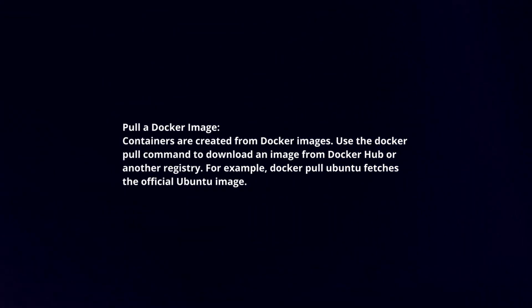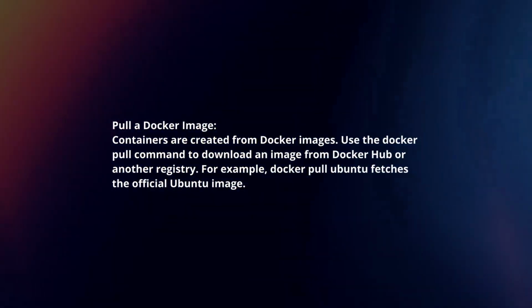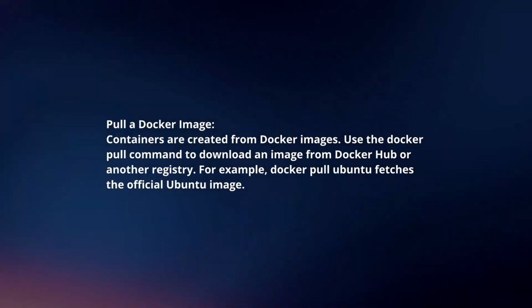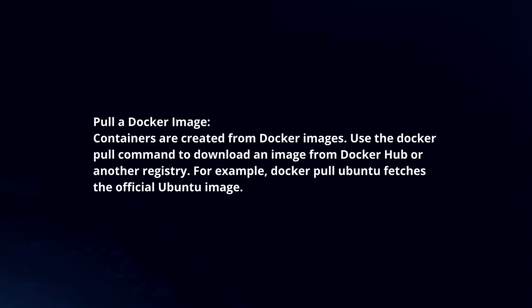Pull a Docker image. Containers are created from Docker images. Use the docker pull command to download an image from the Docker Hub or another registry. For example, docker pull ubuntu fetches the official Ubuntu image.